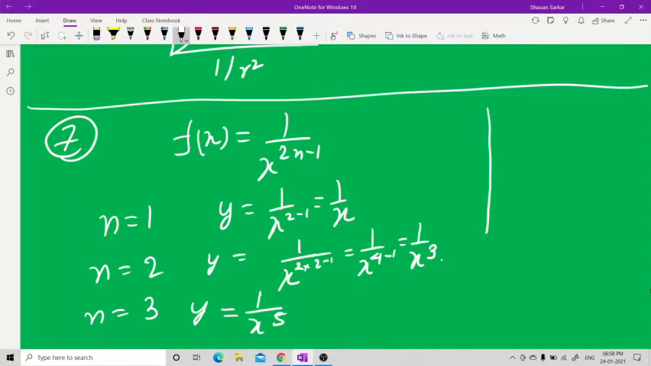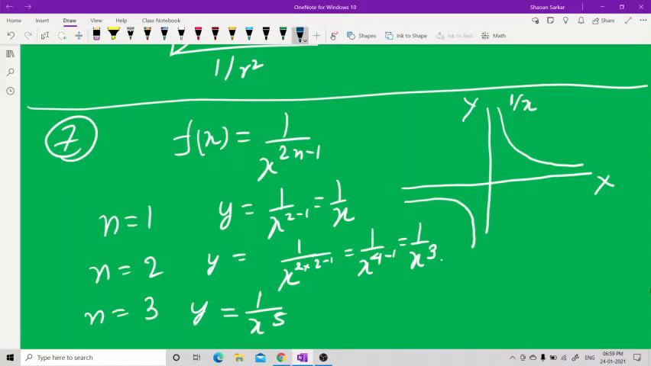Now the graph is going to be like this. This is your x, this is your y-axis, and we saw this type of graph in 1 upon x cube. Let me draw the graph of 1 upon x first. The 1 upon x graph was something like this. This is 1 upon x in white color. In the blue color, I'll show you 1 upon x cube.